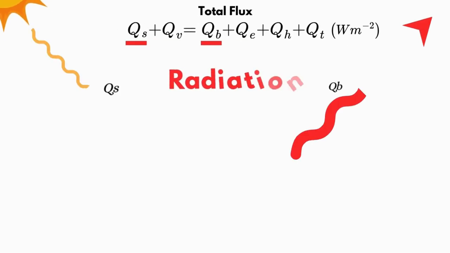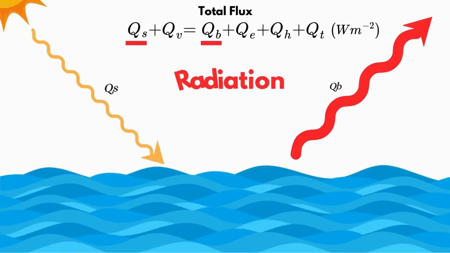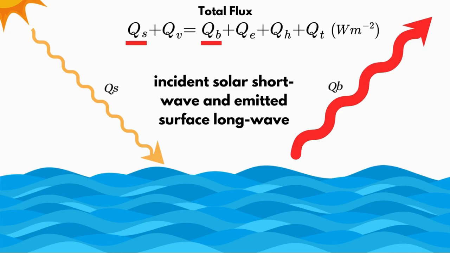So straight into it, the first component we're going to be looking at is the radiative flux, where QS and QB are the solar incident short waves and surface emitted long waves respectively. This flux depends on the emissivity of the body and the temperature to the power of 4.